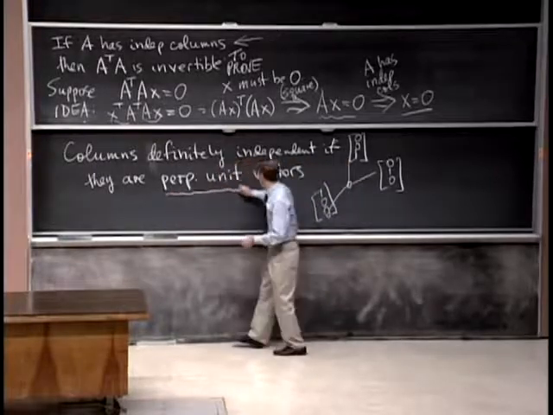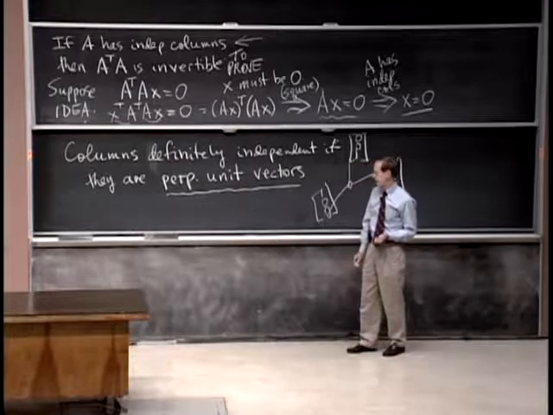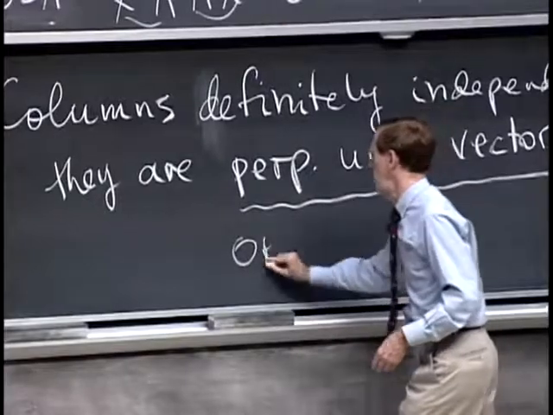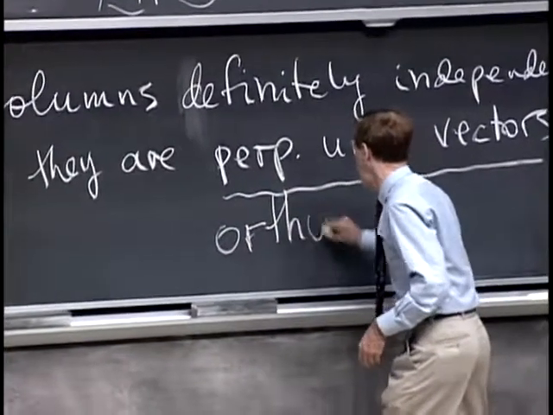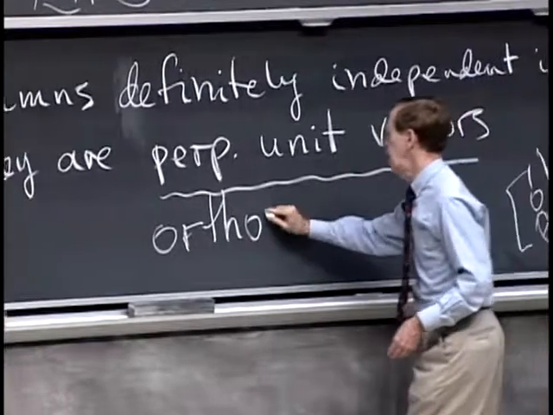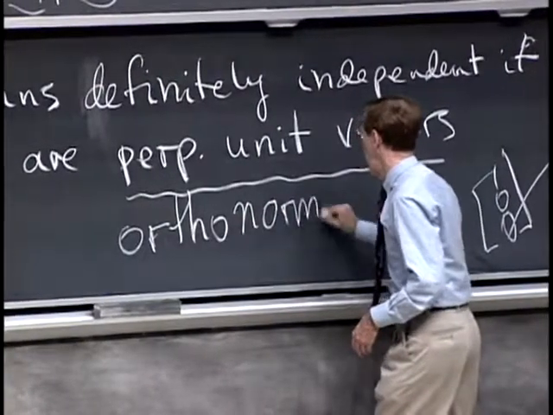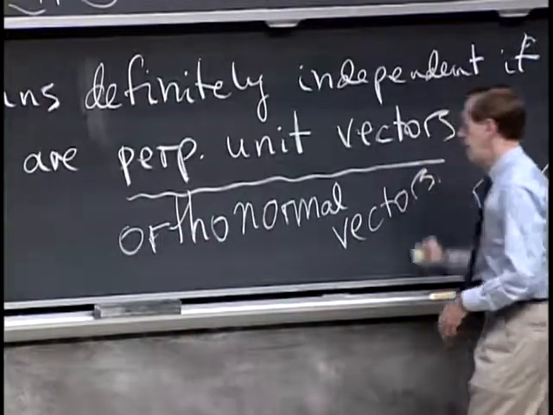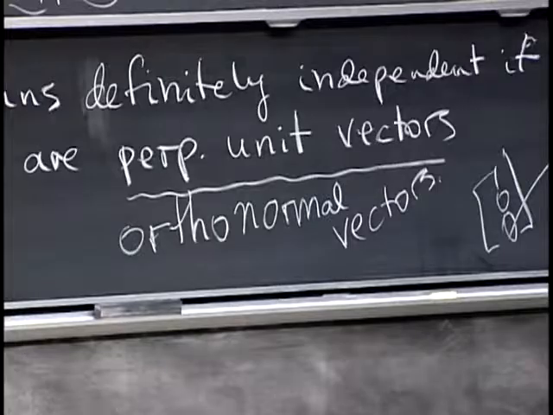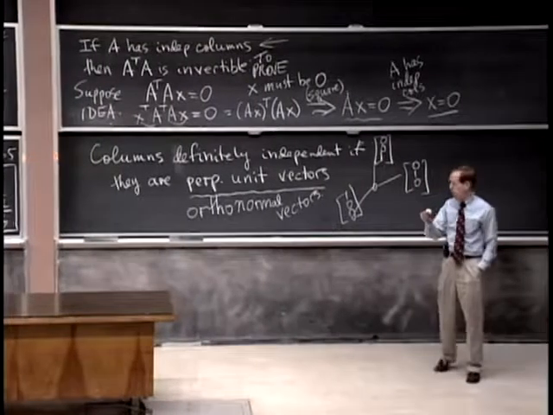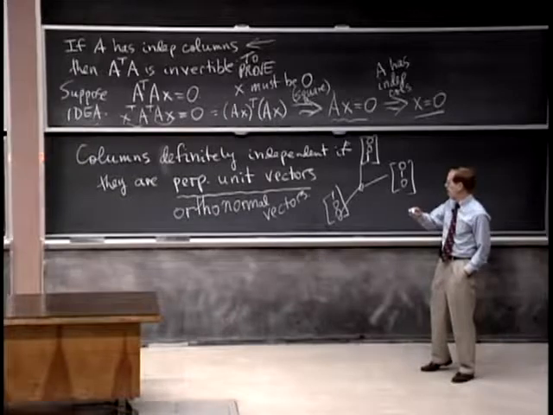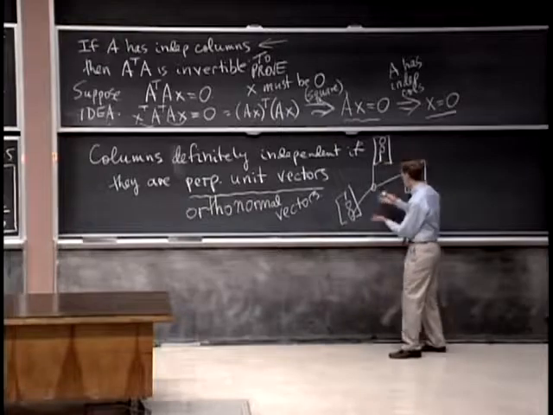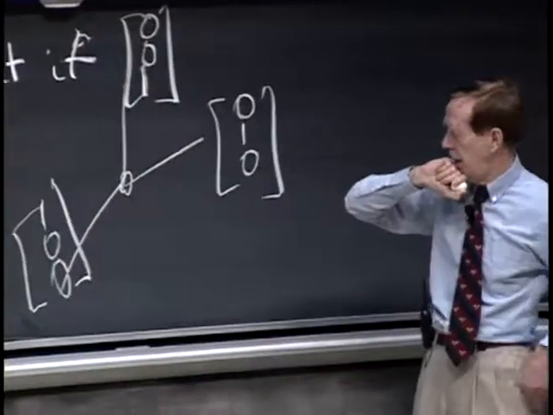If we are dealing with perpendicular unit vectors, the word for that will be ortho. I could have said orthogonal, but I said perpendicular. Ortho, and unit vectors gets put in as the word normal. Orthonormal vectors. Those are the best columns you could ask for. Matrices whose columns are orthonormal. They're perpendicular to each other, and they're unit vectors.